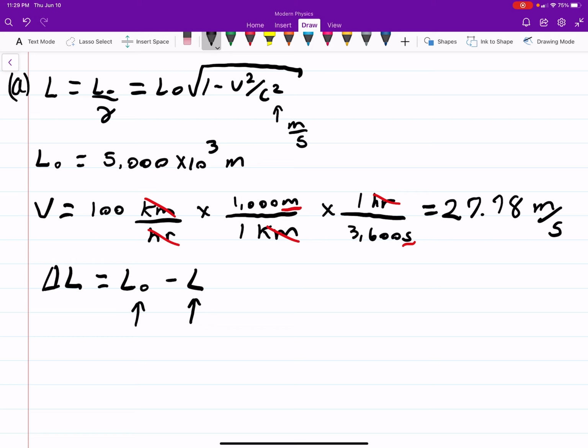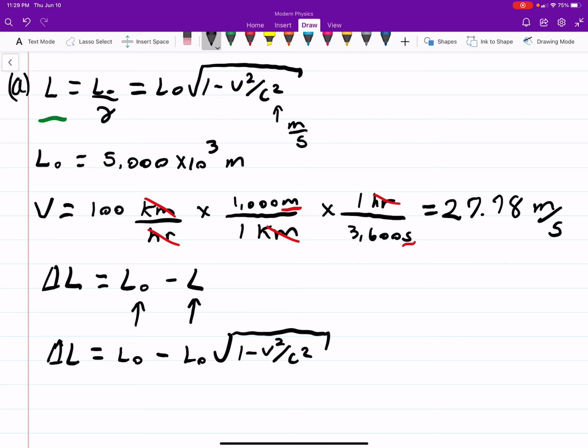The reason I did the proper length first is because the proper length will always be longer than the contracted length. L is going to be smaller because it's shrinking as the speeds increase. So hopefully that makes sense. So this is really what we're looking for, delta L, L naught minus L. But we know what L is. L is right up here. So I'm just replacing that with what we know L to be.